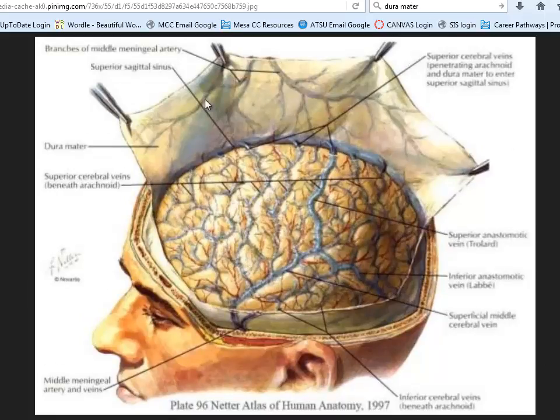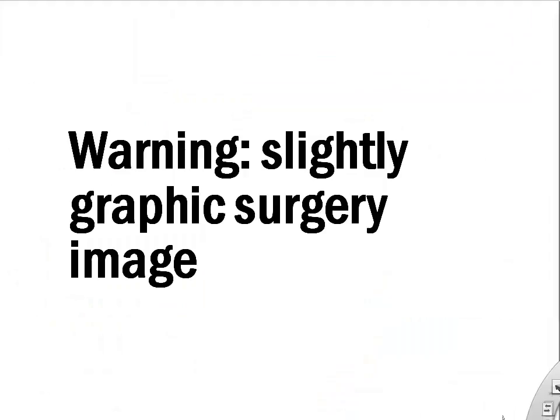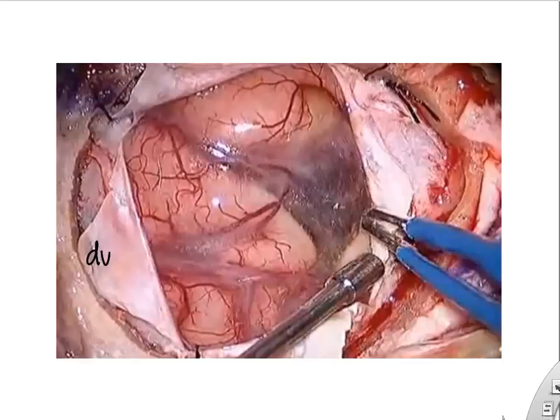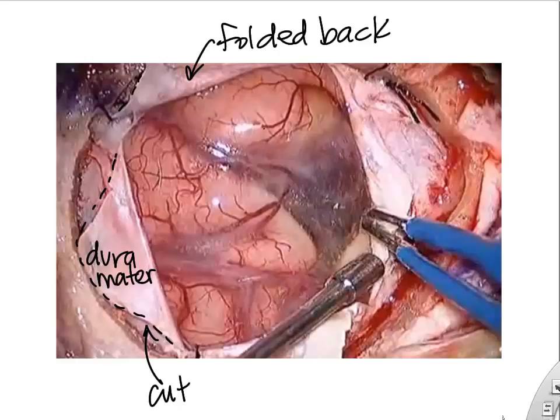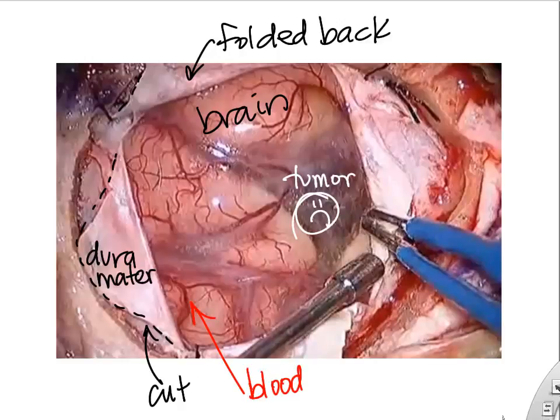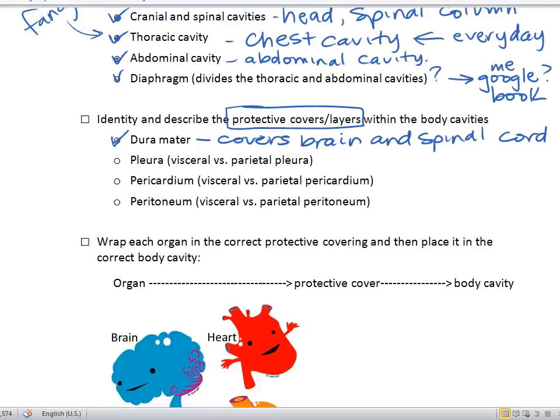and find a picture. Here's one from Netter's Anatomy showing that Dura mater cut so that you could actually see the brain. You won't be able to see the brain unless you cut open that protective cover. If you don't like graphic stuff or surgery scenes, you can just kind of squint your eyes or fast forward. But here's a picture from a surgery where they're going to do surgery on a tumor inside the brain. So they have to cut that Dura mater, which is that white sheet there. They fold it back, and then you can see the surface of the brain. There's some other protective layers that protect the brain, which we'll learn about later in the course.